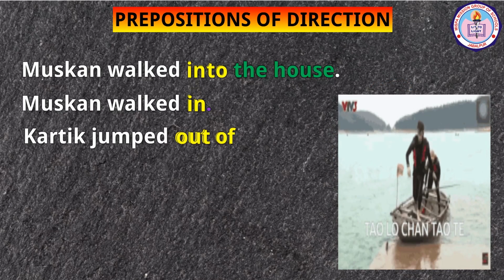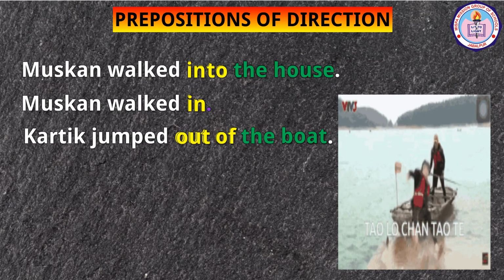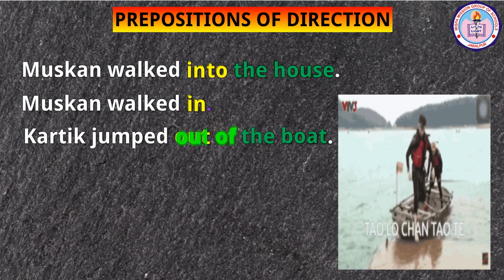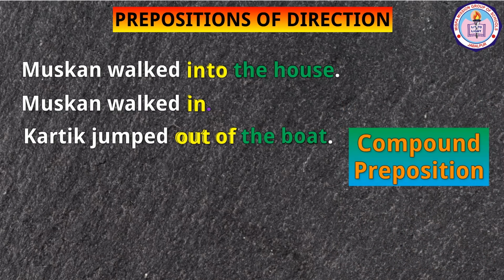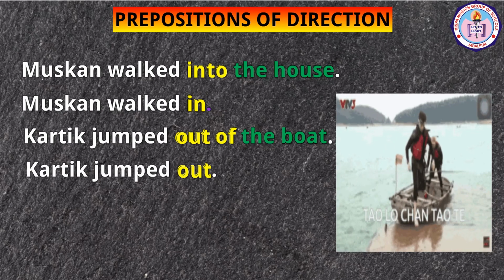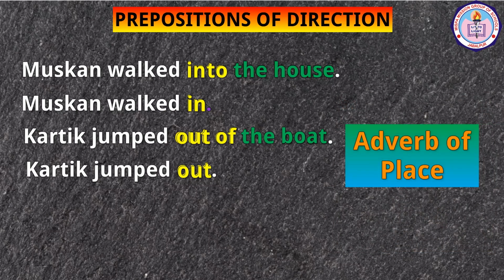Karthik jumped out of the boat. Here, out is followed by of and it has the object boat. So, out of is a compound preposition. Karthik jumped out. Here, out has no object, hence it is an adverb of place.